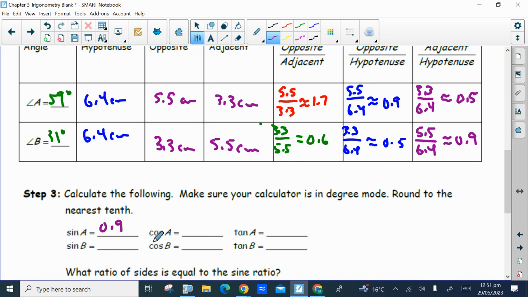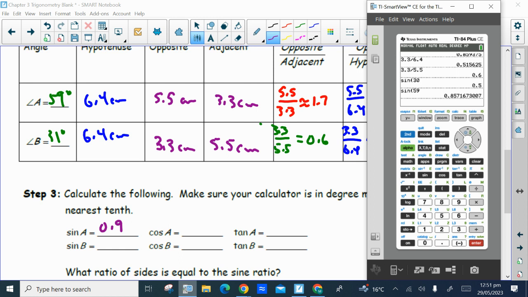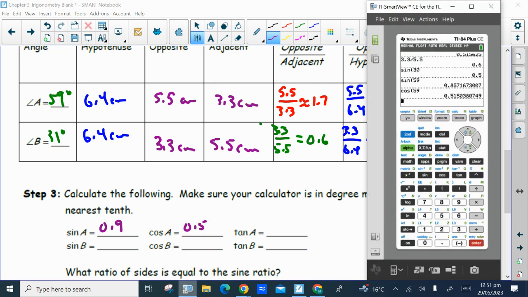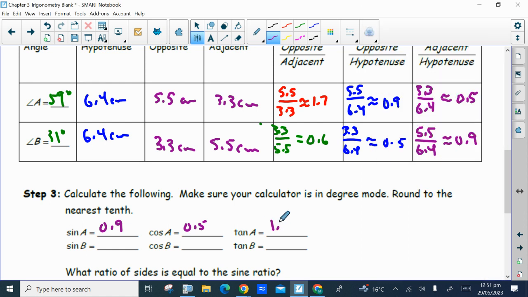Then it asks us to find the cosine of angle A. So we'll do that. Cos of 59 degrees. That equals 0.5. And then the tangent of angle A, the tangent of 59 degrees. And that equals 1.7, rounded to the nearest tenth.